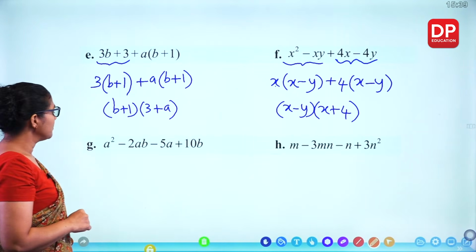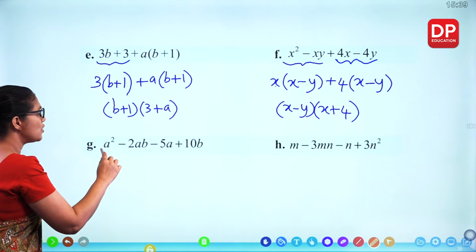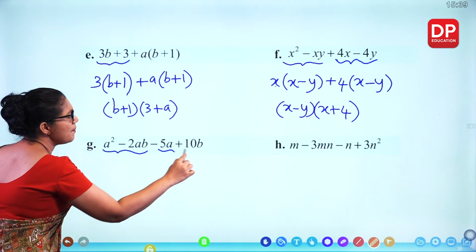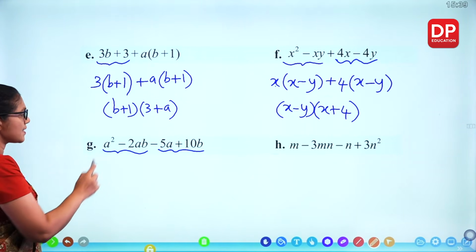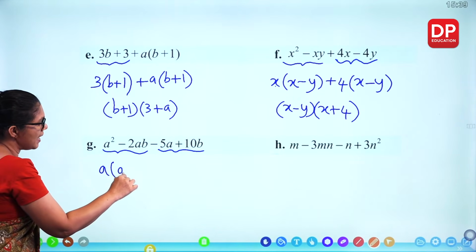In this question, again 4 terms. So what we do? Take 2 at a time and try to factorize. I can see a is common. Take it out. What's remaining?